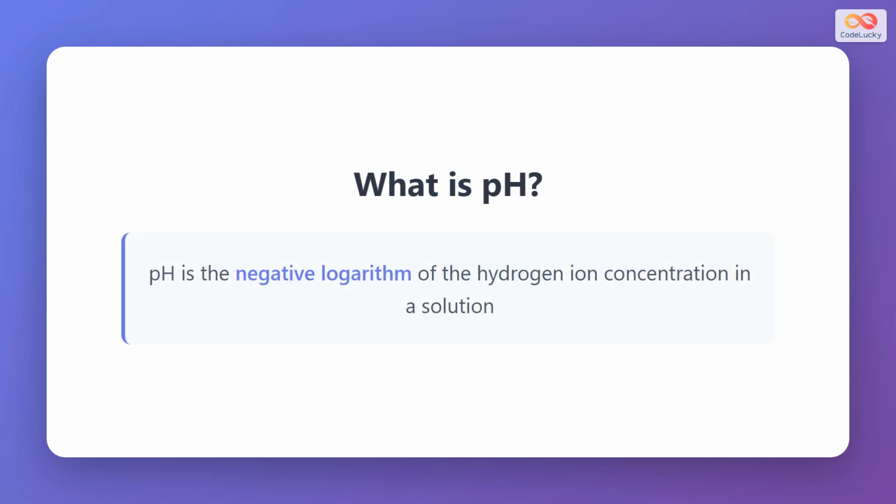Let's start with the definition. pH stands for the power of hydrogen, and it measures how acidic or basic a solution is. Specifically, pH is the negative logarithm of the hydrogen ion concentration in a solution. The negative sign is important because it converts very small concentration values into convenient positive numbers that are easier to work with.